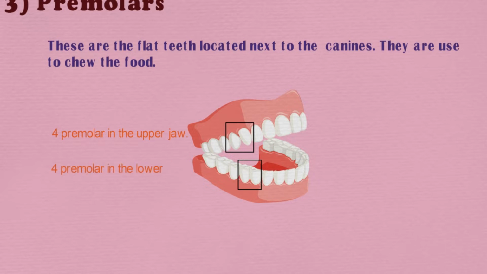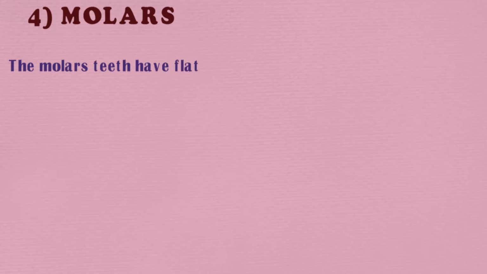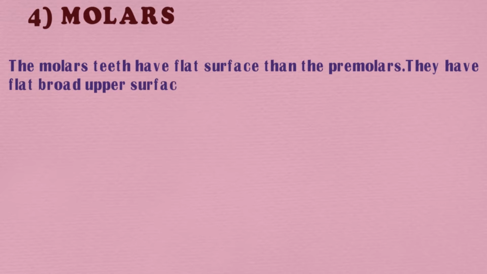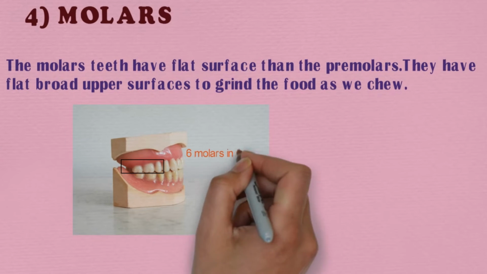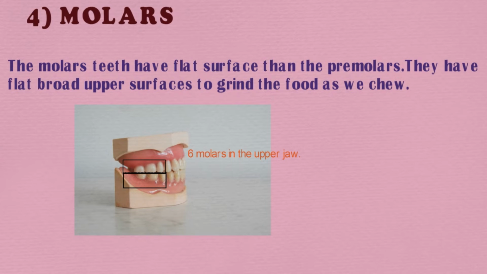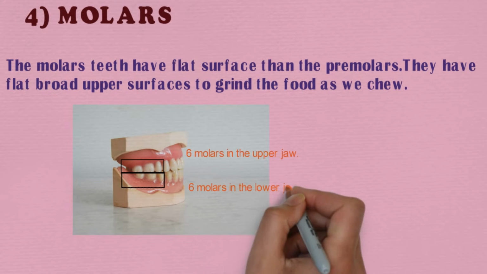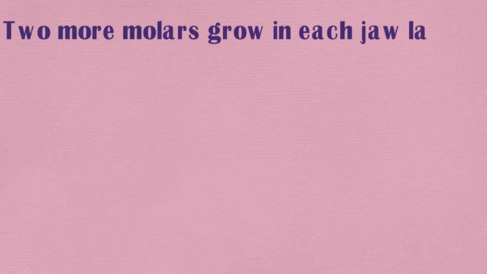Molars. The molars or grinding teeth have a flatter surface than the premolars. They have flat, broad upper surfaces to grind the food as we chew. There are 6 molars in the upper jaw and 6 in the lower jaw. 2 more molars grow in each jaw later.